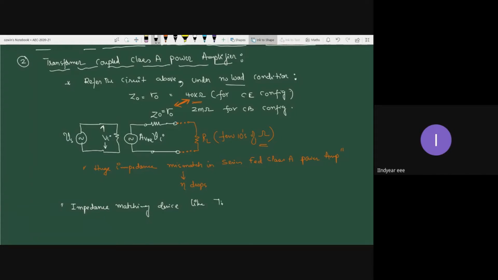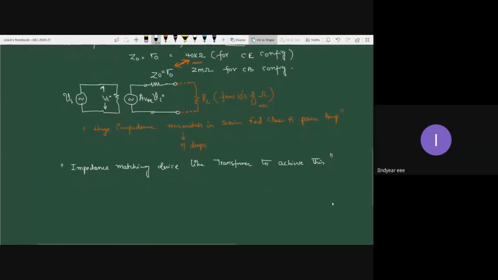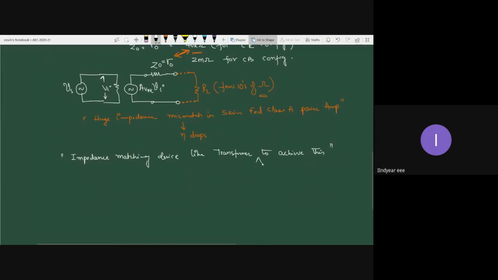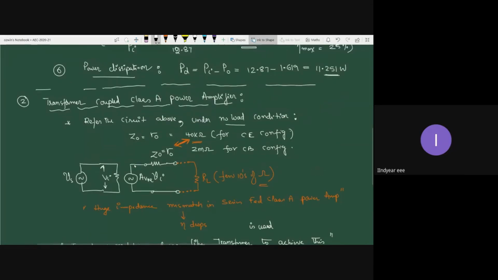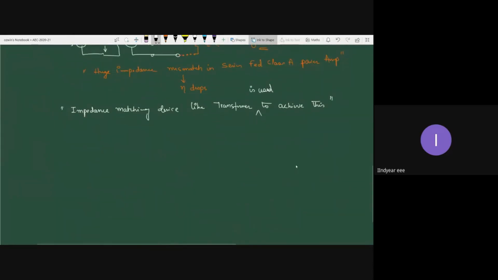Say for example, a transformer is used to achieve this. An impedance matching device like a transformer is used to achieve that. So that's the reason, in the circuit we are going to discuss, there is a transformer coupled class A power amplifier. You will find a transformer on the output side.